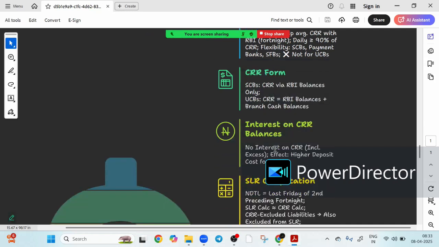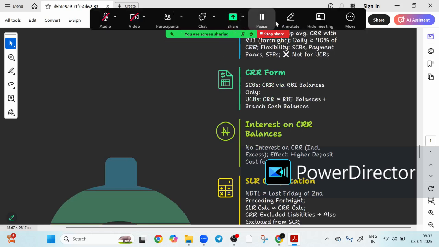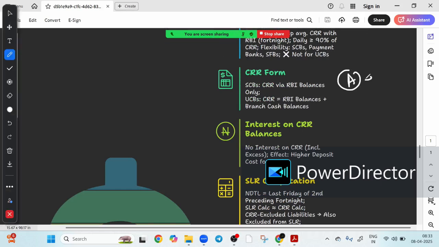Now what are the CRR forms? There are two forms, form A and form B. What is form A? This form A is maintained as a balance with RBI. And if we talk about form B, it is about cash held by the bank in its own vault, but rarely used. So most of the time the bank keeps CRR with RBI under form A.